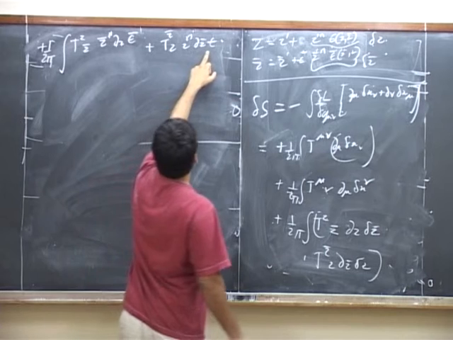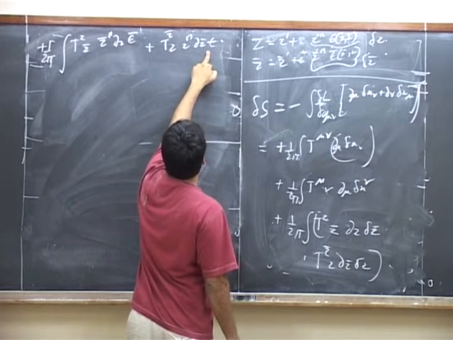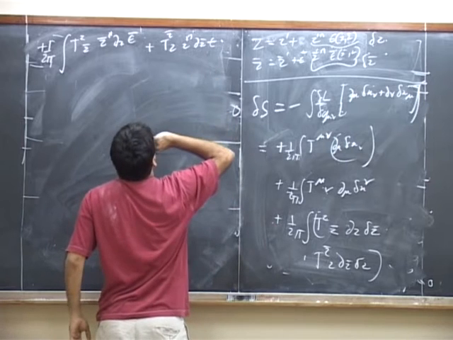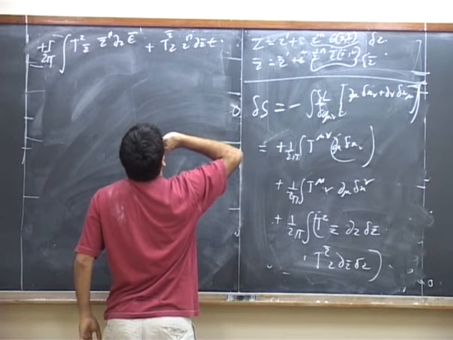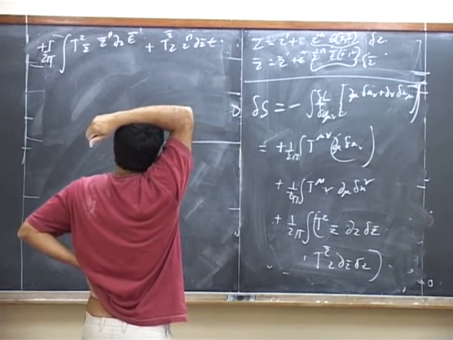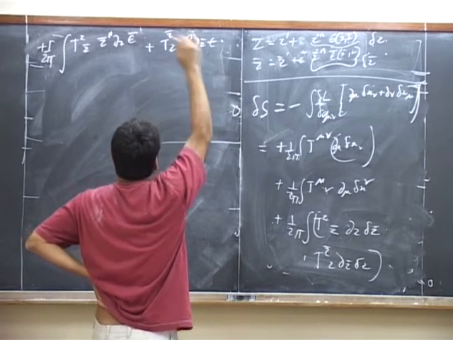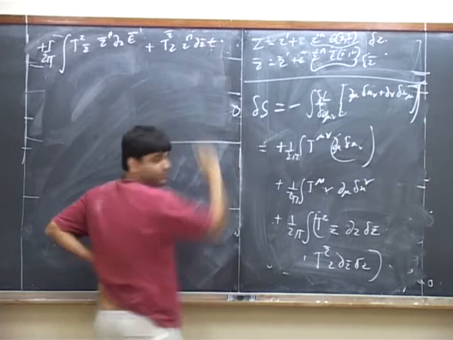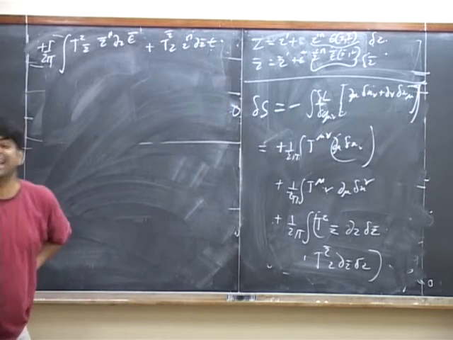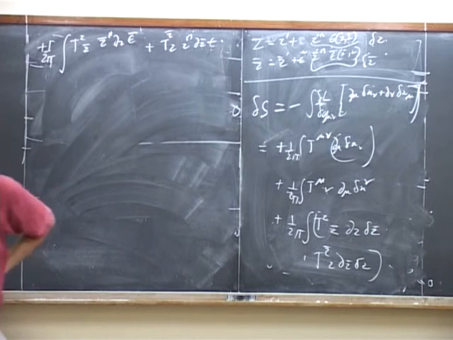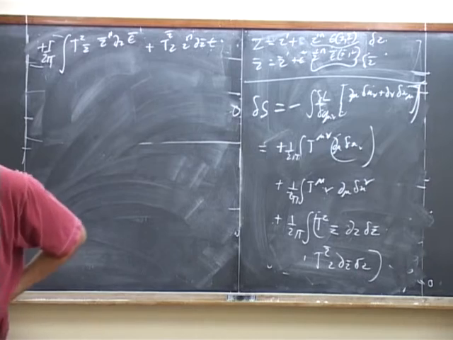We see that the guy with epsilon has only a z bar derivative of epsilon. Yeah, there's no z derivative of epsilon. The z bar derivative of epsilon and the z derivative of epsilon bar.